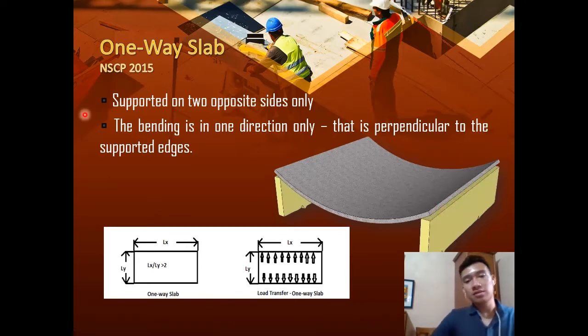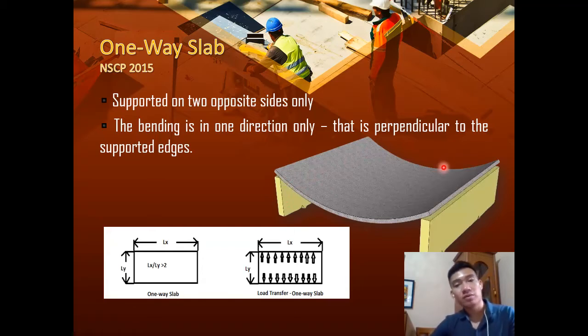There are cases, guys, that I just want to emphasize, where the long side over short side is greater than or equal to 2, but it is supported by beams on all sides or four edges. So, if we compute and the answer is greater than 2, and when you look at the slab it is supported on all four edges, what do we call that? Is it one-way or two-way?